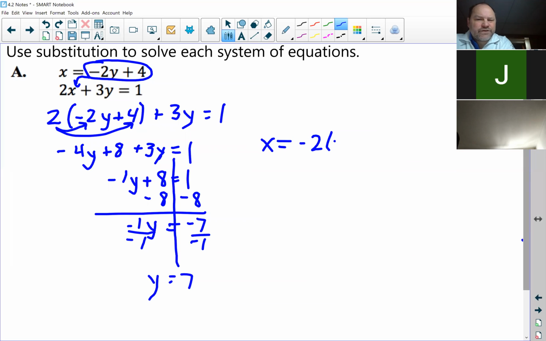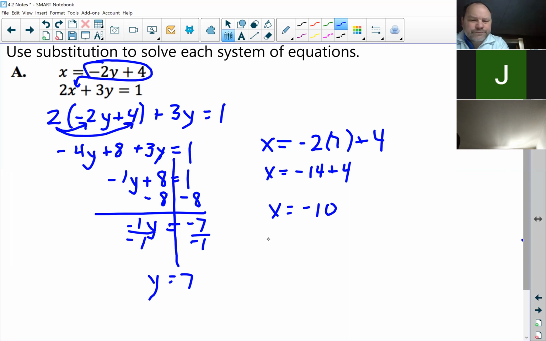So negative 2 times 7 plus 4, and solve. Negative 2 times 7 is negative 14 plus 4. So x would be negative 10. So our solution is negative 10, 7.